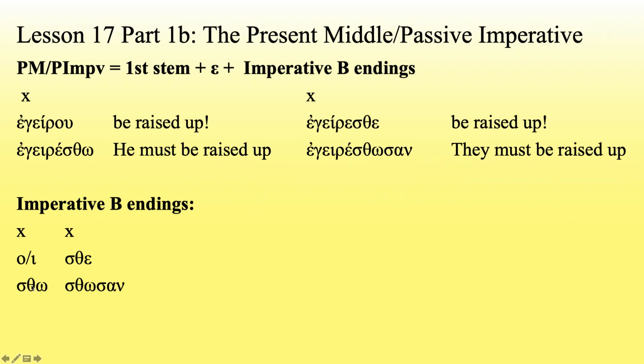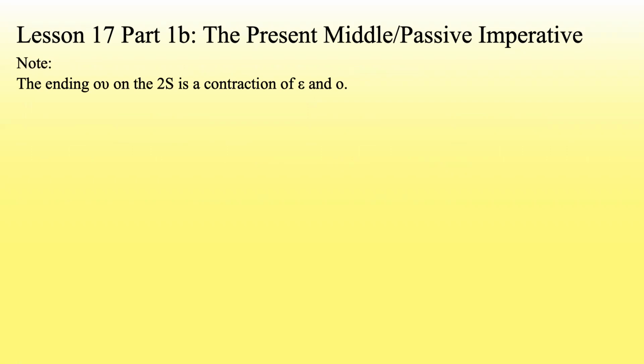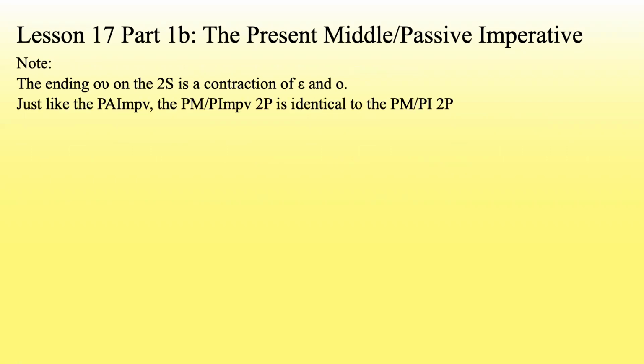We've got the tho and the thosan in there that's going to help us identify that these are imperatives. Then we've got the este up here, which is much easier to identify. So it is, again, identical to the present active indicative. We're going to use the omicron here, which is going to contract with the epsilon from the theme vowel and become omicron upsilon. We'll see the iota, I believe, in the aorist. So note the ending omicron upsilon in the second singular is a contraction of epsilon and omicron.